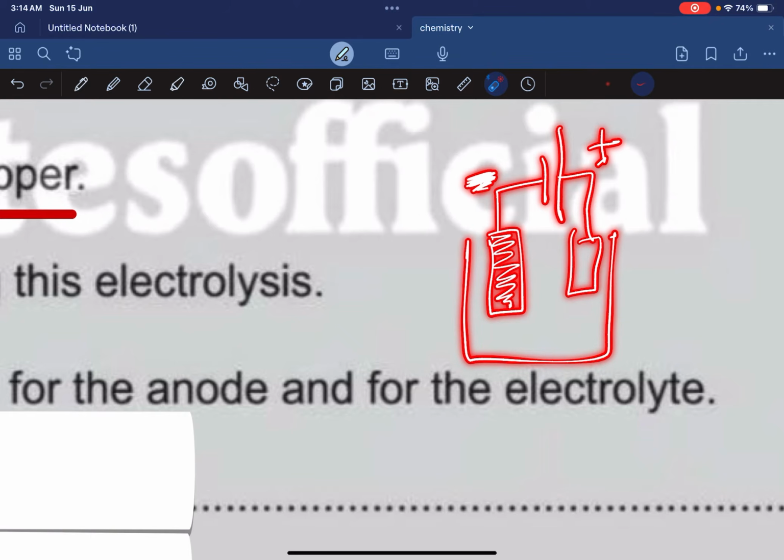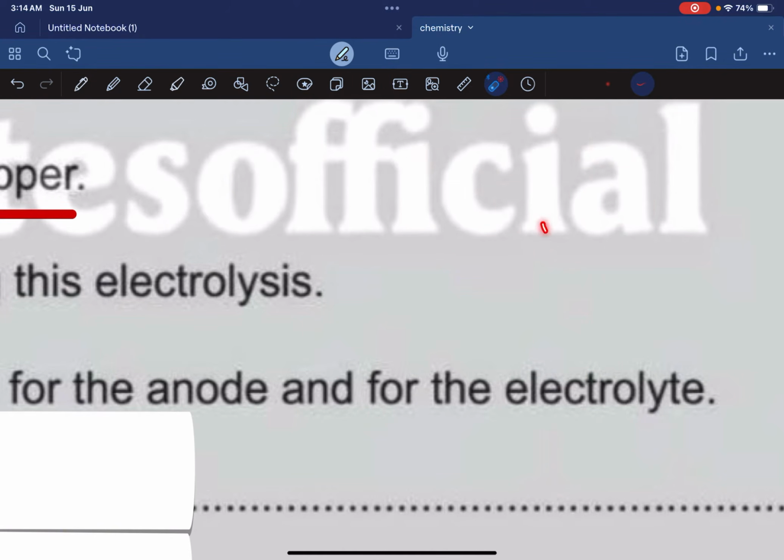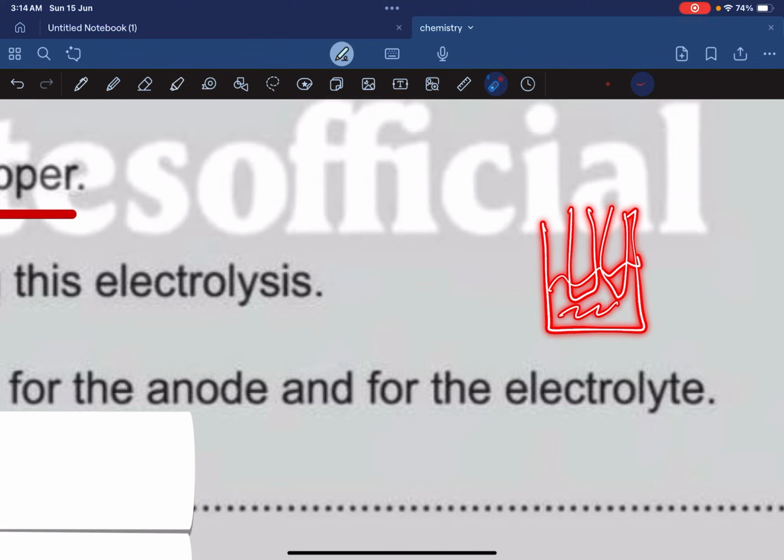For example, I want to metal plate a spoon, so my spoon is going to be my cathode, and the anode is going to be the metal with which I have to metal plate. For example, I need to metal plate it with silver, so silver is going to be my anode. And the electrolyte which I take is going to be a salt of the metal that I want to electroplate, and it should be a soluble salt because I want ions moving.